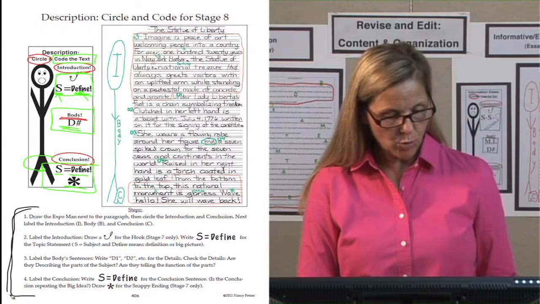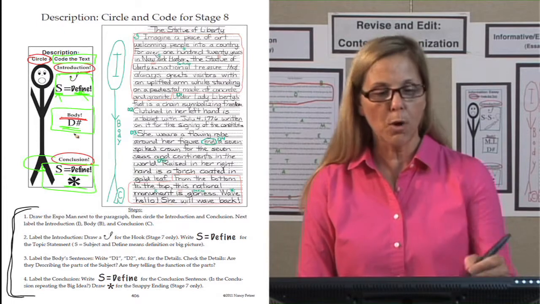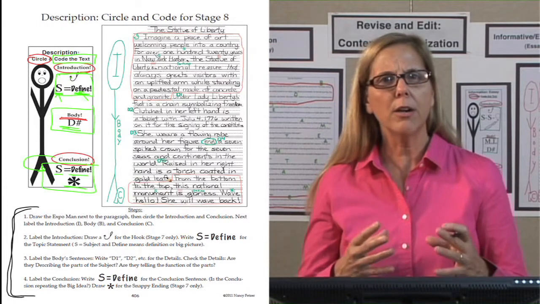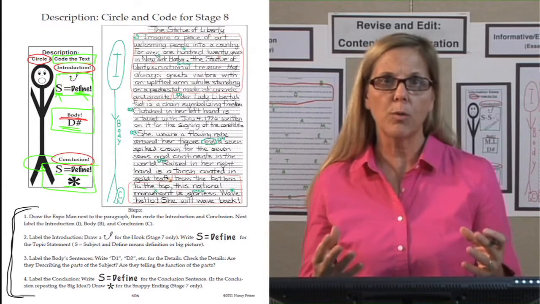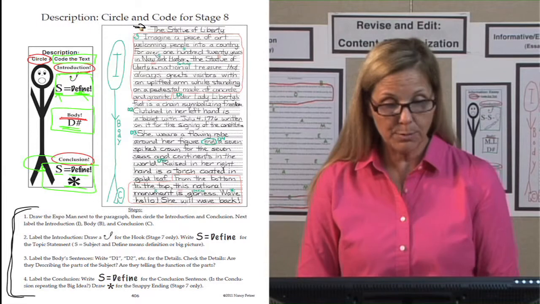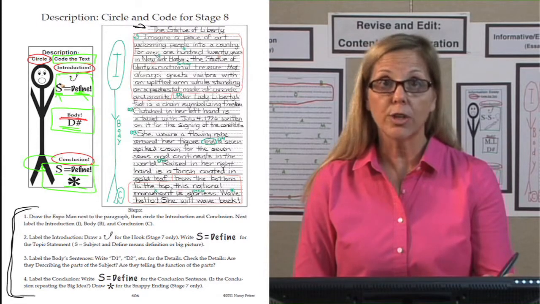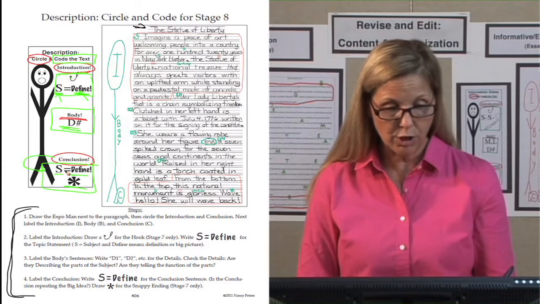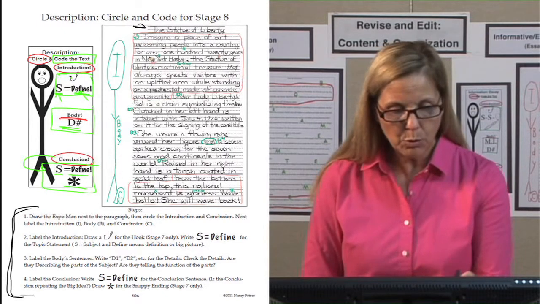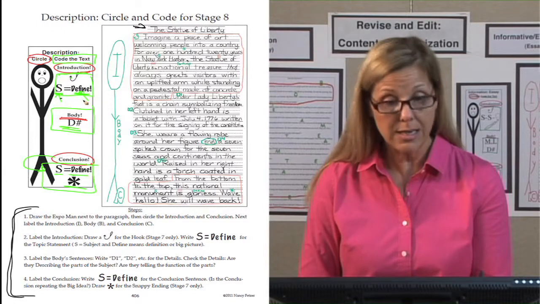Down below are the directions to follow using this bookmark in order to circle and code all the parts on your advanced paragraph of informative explanatory writing focusing on a description. This is a paragraph that was about the Statue of Liberty. First, they had to find the introduction, circle it, and the conclusion and circle it. We know that it's going to begin with a hook because it's advanced. We're reading through quickly until we find the subject and definition.